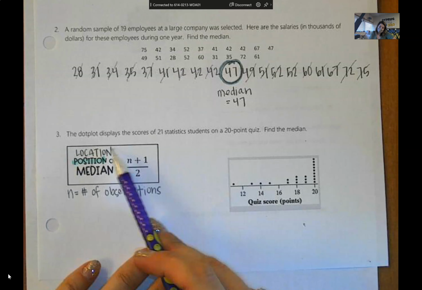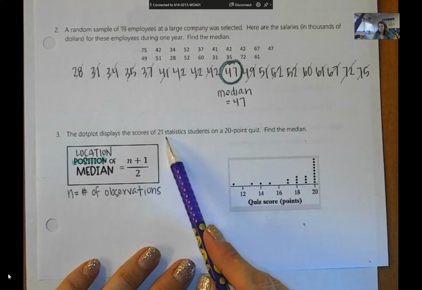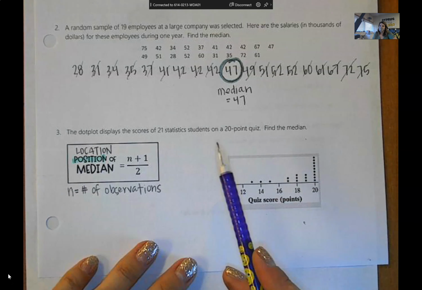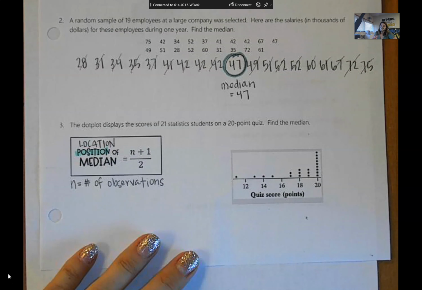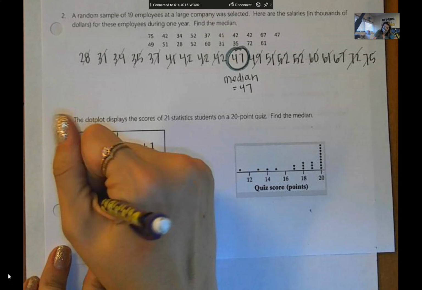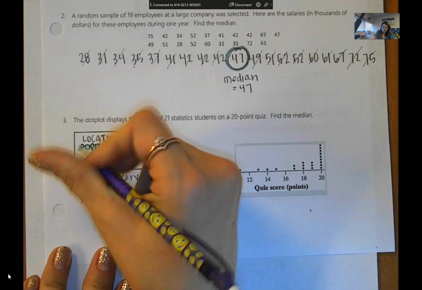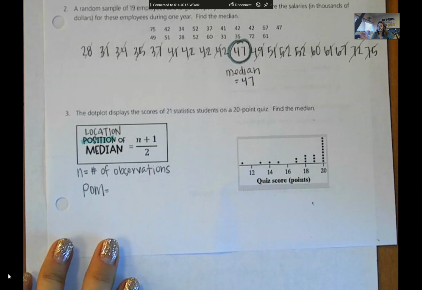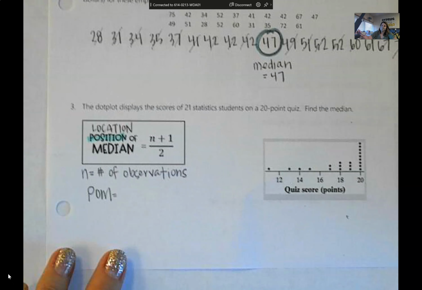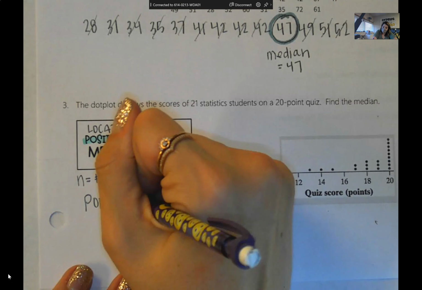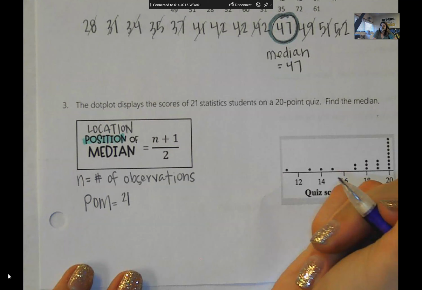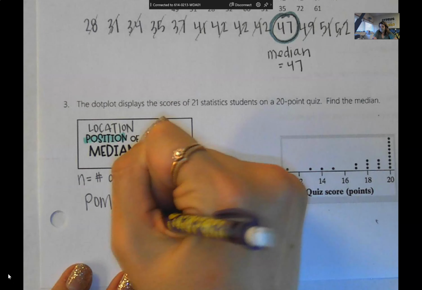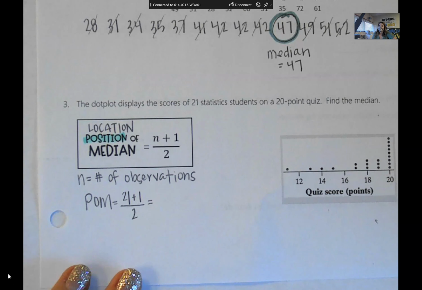So the dot plot displays scores of 21 statistics students on a 20-point quiz. Find the median. Okay, so if I'm finding the position of the median, I usually just call that the POM, P-O-M. I'm going to take the number of observations, 21. I'm going to add 1, divide by 2. What does that give us?